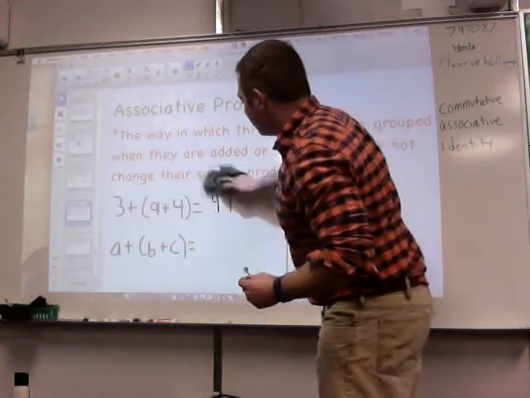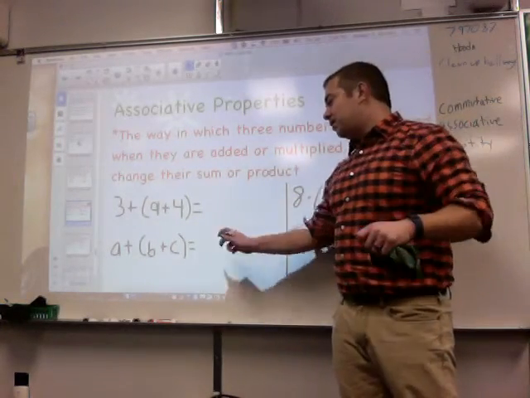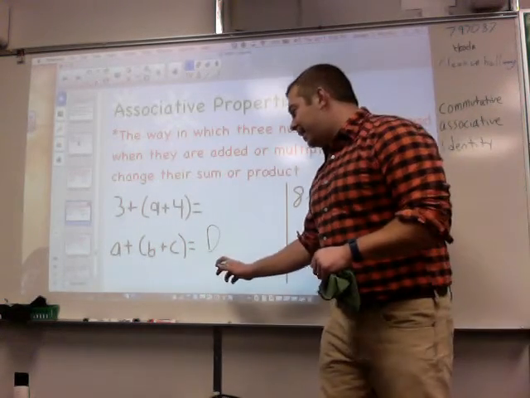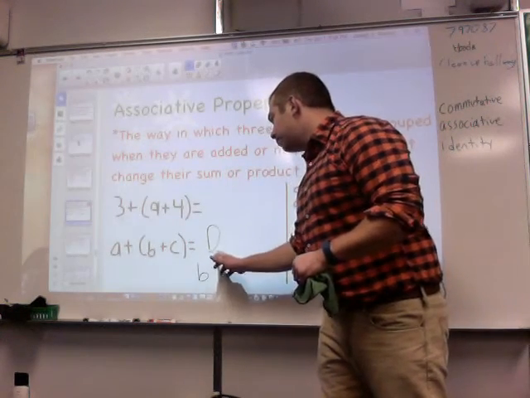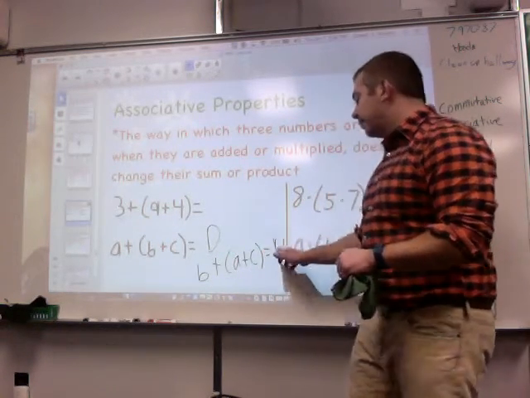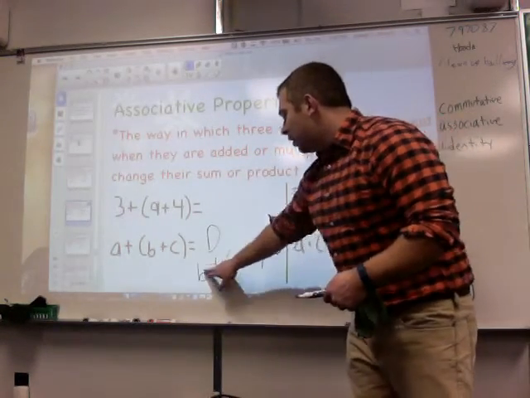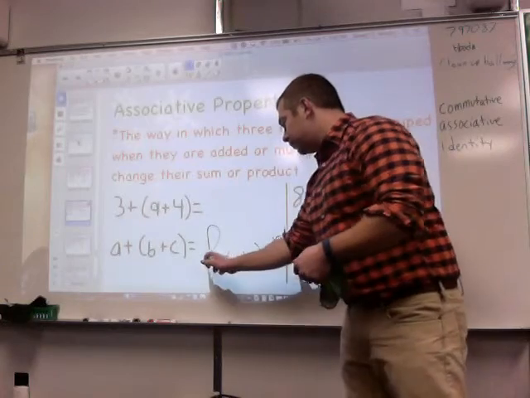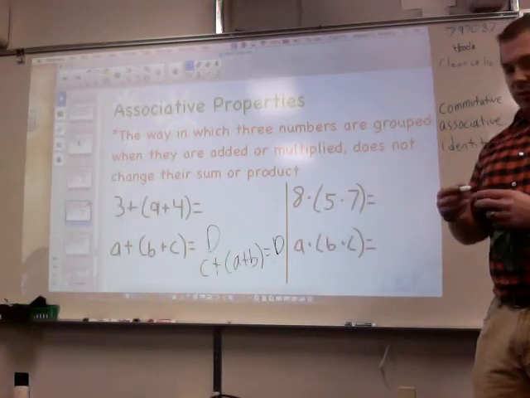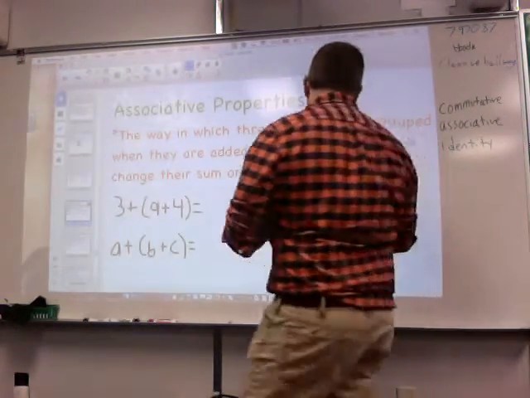Looking down here, if I have a plus b plus c, let's say that equals d, which is fine, I would still get d if I did b plus a plus c. It would still equal d. All right, because it's just addition. I could even switch my c and my b around, and I would get d as well. All right, same thing with the multiplication side.